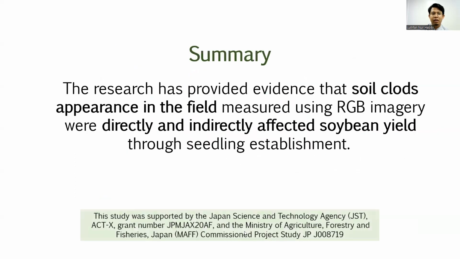And in summary, the research has provided evidence that the soil clod appearance in the field, measured using RGB imagery, directly and indirectly affected soybean yield through the seedling establishment. That's all.